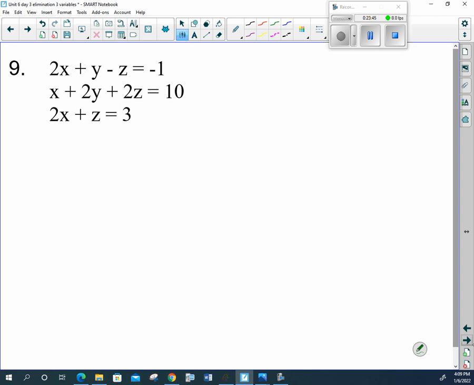Okay, so this one, once again, I've got 3 different variables and 3 equations. I do notice, though, that the third equation only has 2 variables in it. That's good because, remember, our goal is we're trying to get it down to 2 equations, 2 variables.